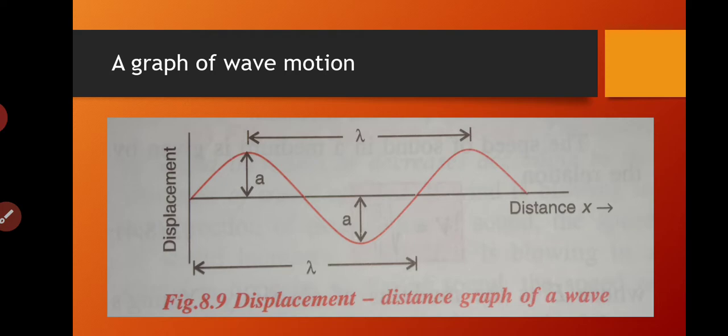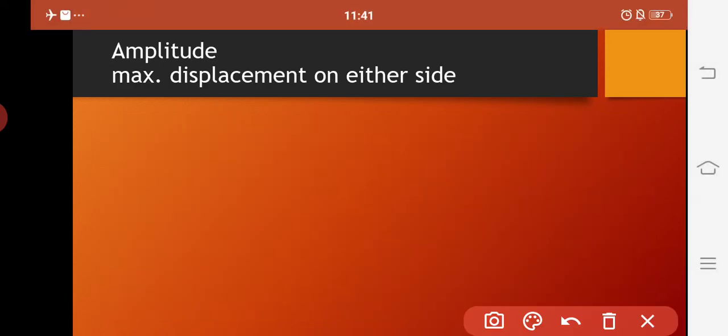So the graph can be plotted with the two axes y and x. The graph can be either a displacement-time graph or a displacement-distance graph. So here I am considering the displacement-distance graph. The very first term that we are going to deal with is amplitude.